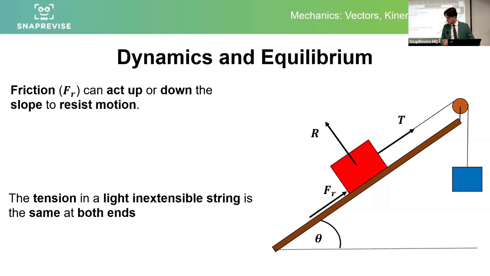So friction, who's done friction before? Hopefully we've seen it before. Friction is equal to mu times R. So what I'm going to do is give you an exam question to do this. And also on this side of the diagram, T is equal to mg.